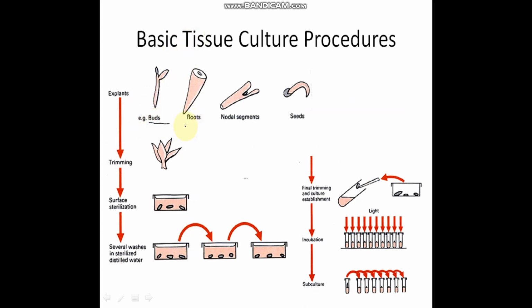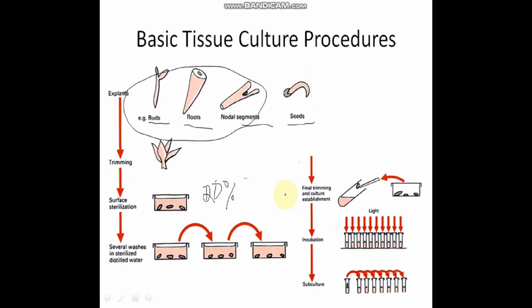You can start from buds, roots, nodal segments, seeds, and then the next thing you need to do is to trim them, and then you surface sterilize. Surface sterilize means the surface has to be completely clean, and in this case we use, most of the time, 20% sodium hypochlorite. Sodium hypochlorite is, for example, Clorox. So Clorox contains sodium hypochlorite as the active ingredient.